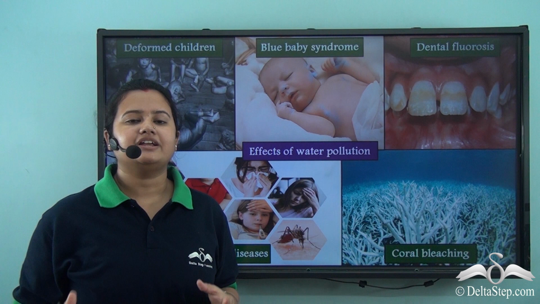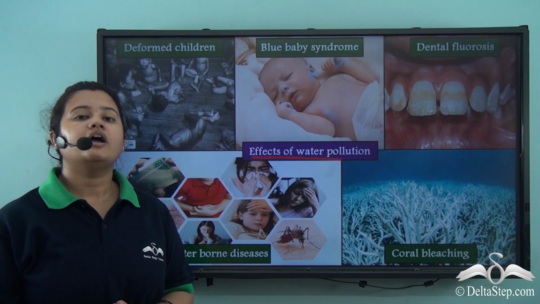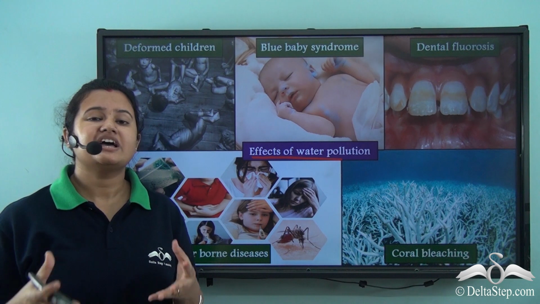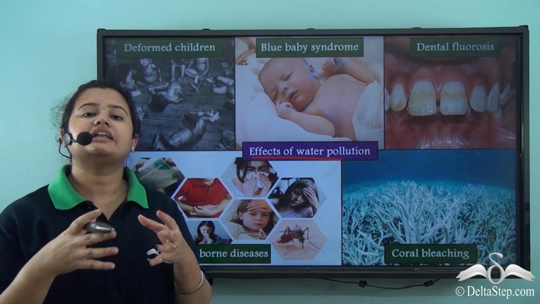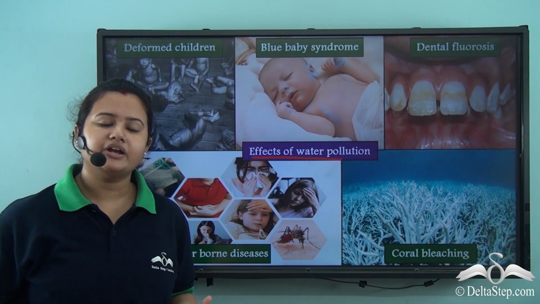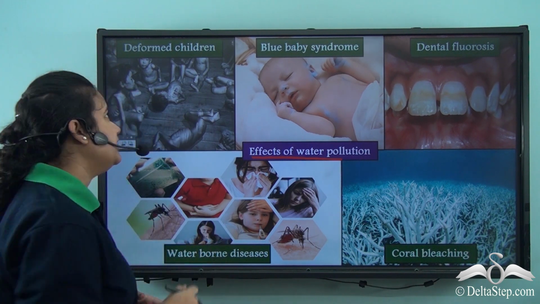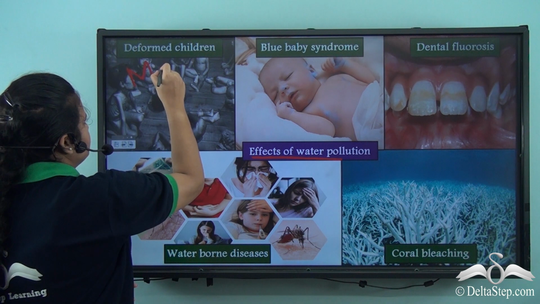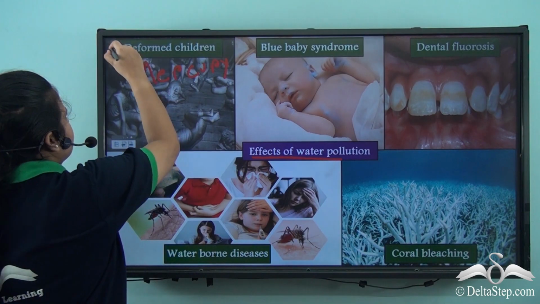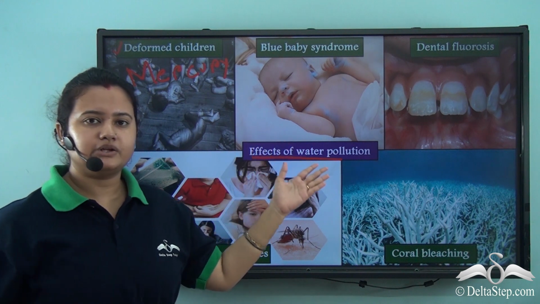This brings us to the end of the discussion on effects of water pollution. We discussed that the presence of different water pollutants in the water bodies triggers various diseases in human beings and animals. Overall, it has an impact on the environment as well. We read that due to excessive dumping of mercury, deformed children were born during the Minamata disaster. So the birth of deformed children is an effect of water pollution.